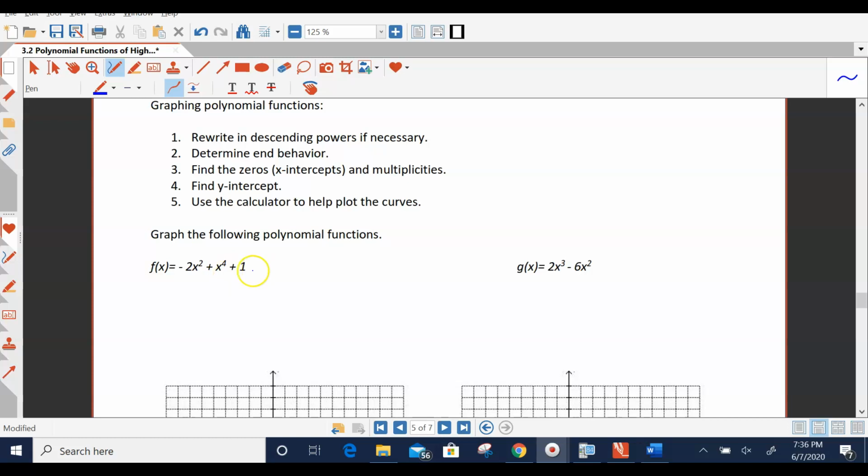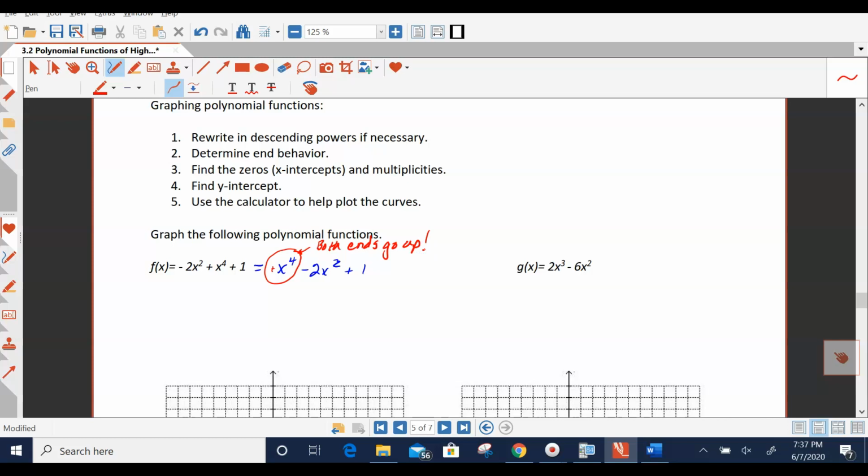So let's start right here with this function. It's not in descending powers, so let's write it as x to the fourth minus 2x squared plus 1. Now, let's determine the end behavior. And remember, that comes from this first term. Since the degree is even, the ends will behave like x squared. And since it's a positive in front, understood to be positive, they'll behave like a positive x squared. So I know that both ends are going to go up.